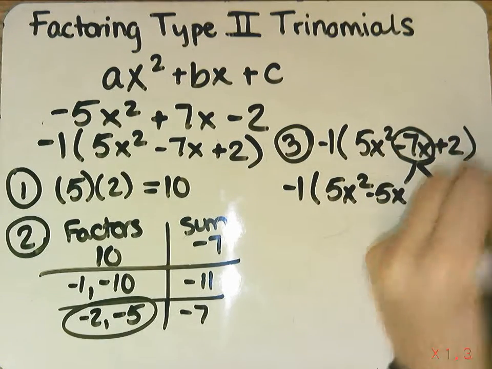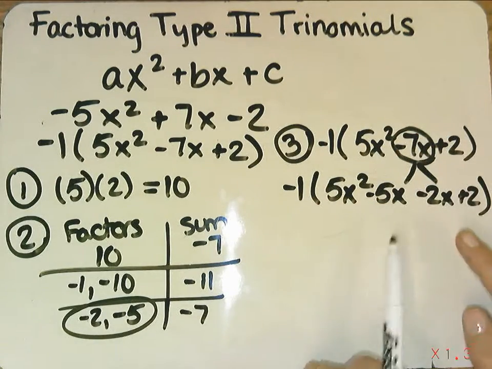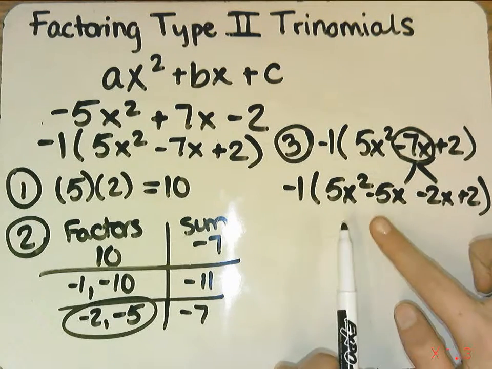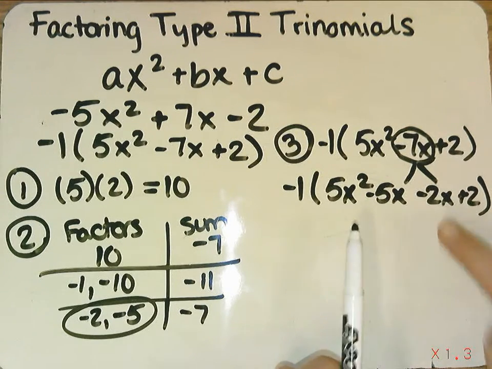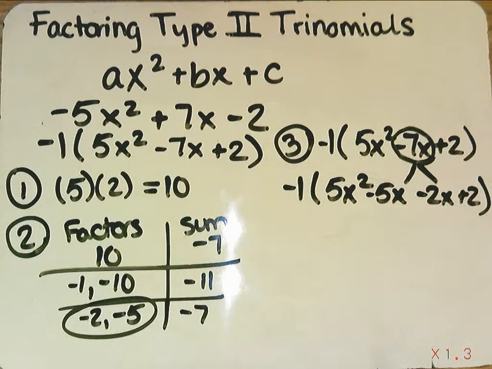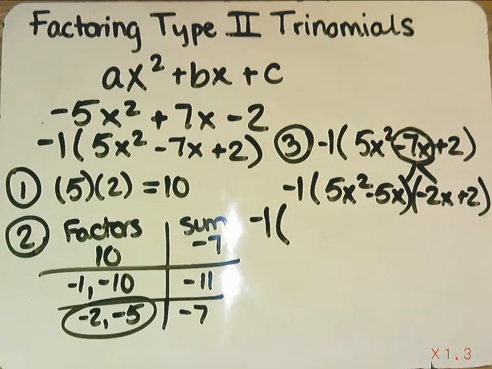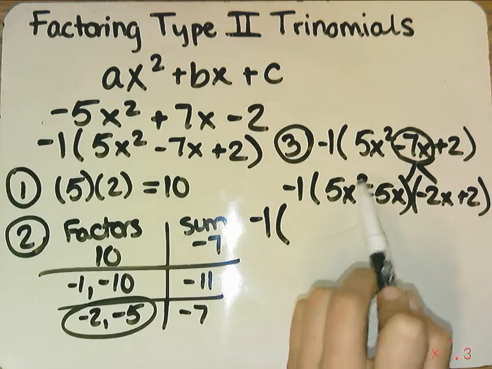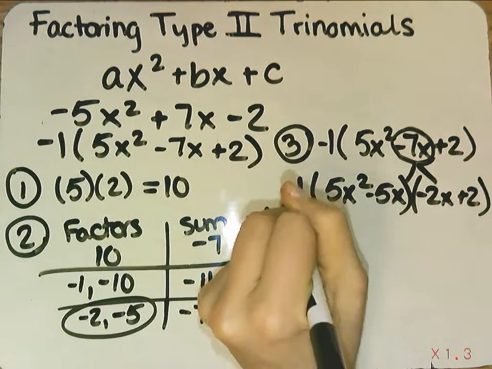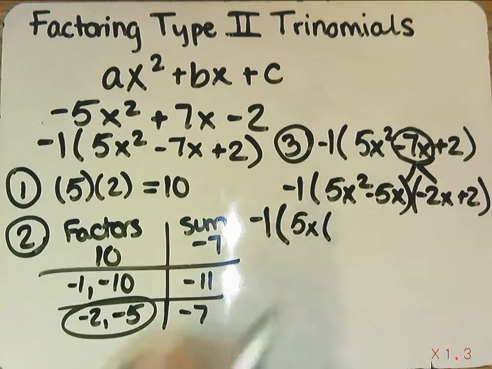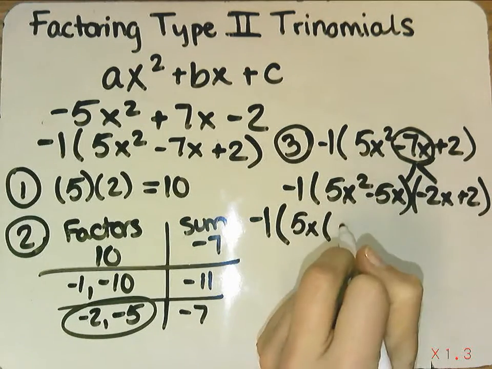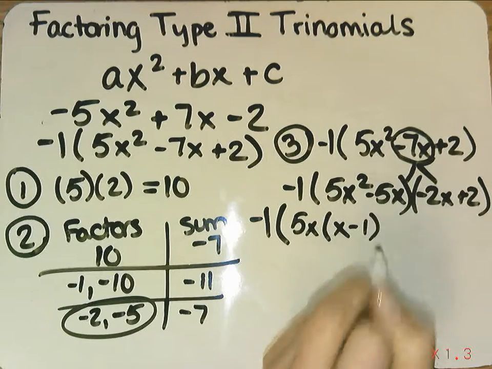It does not matter which order you write them in. You could write it in this order, or you could have written minus 2x minus 5x. Either way, you'll end up with the same factored form in the end. Now that I've done this step, I'm going to factor by grouping. So when I do, I still have my negative 1 out here. Within this grouping, 5x squared and minus 5x, my common factor is 5x. When I take that out, I'm left with x minus 1.